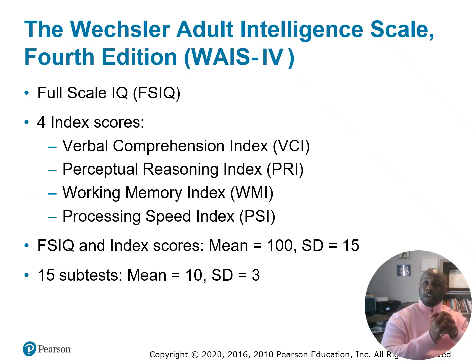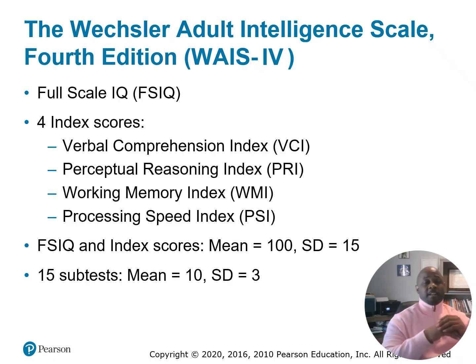So here's an example: the Wechsler Adult Intelligence Scale, the fourth edition, is a full-scale IQ test. It has four index scores: verbal comprehension, perceptual reasoning, working memory index, and processing speed. Now remember, we want them to be valid in measuring whatever index we're discussing, right? So all four of those indexes should be valid in measuring that concept. The full scale IQ and index scores have a mean of 100 and a standard deviation of 15.